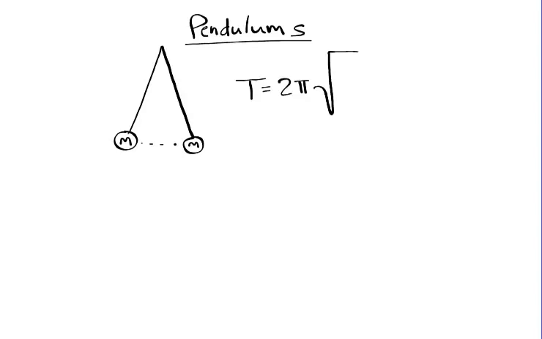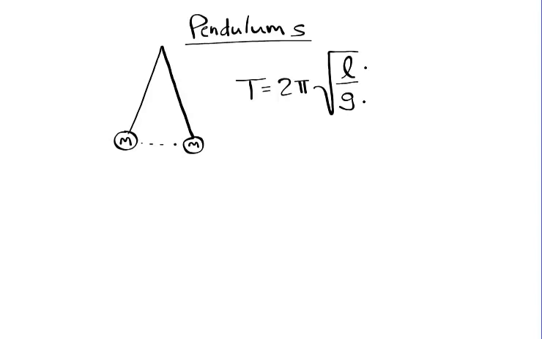The period, as you'll find out in your lab, only depends on the length of the pendulum and the strength of g. What this means is that if you have a longer length pendulum, the time it takes to swing back and forth once will be larger. If you have stronger gravity, the time it takes to swing back and forth once will be less.